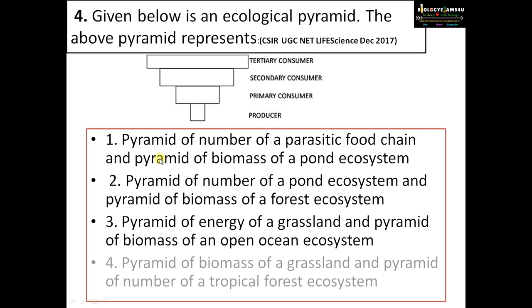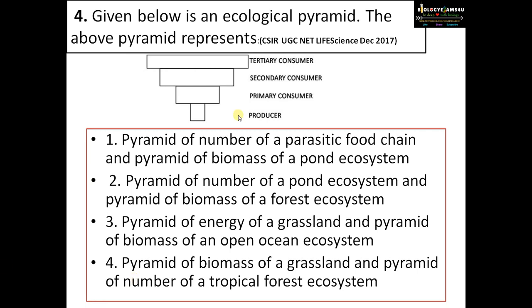So these are the options. Pyramid of number of a parasitic food chain and pyramid of biomass of a pond ecosystem. Second, pyramid of number of a pond ecosystem and pyramid of biomass of a forest ecosystem. Third, pyramid of energy of a grassland and pyramid of biomass of an open ocean ecosystem. And the fourth option is pyramid of biomass of a grassland and pyramid of number of a tropical forest ecosystem.